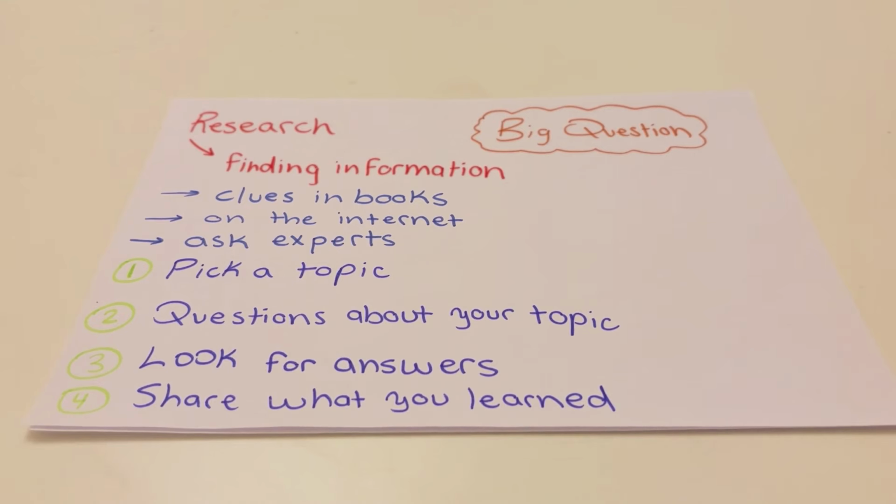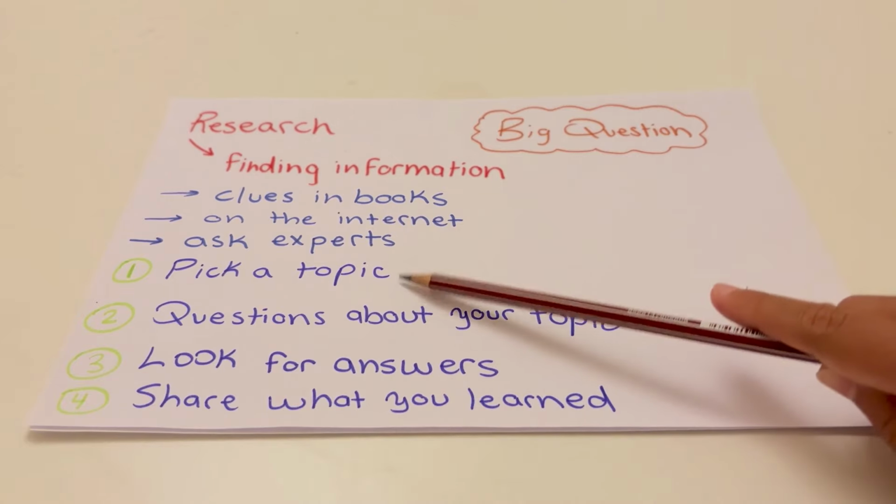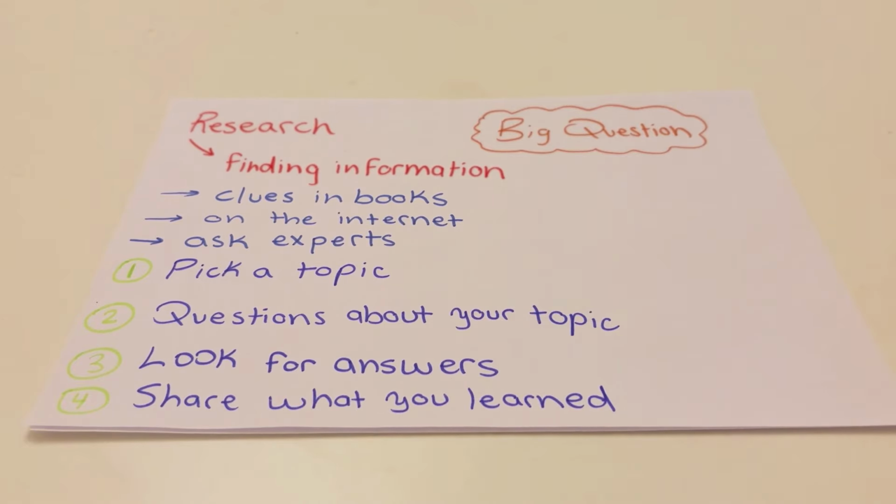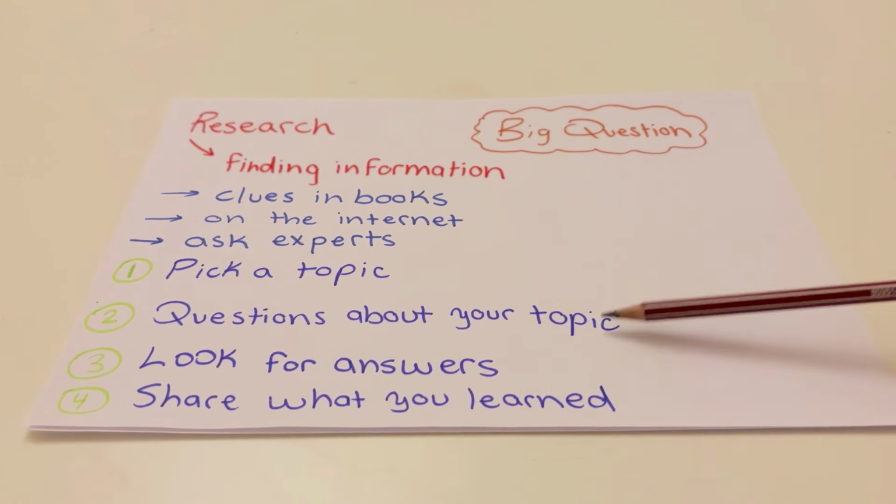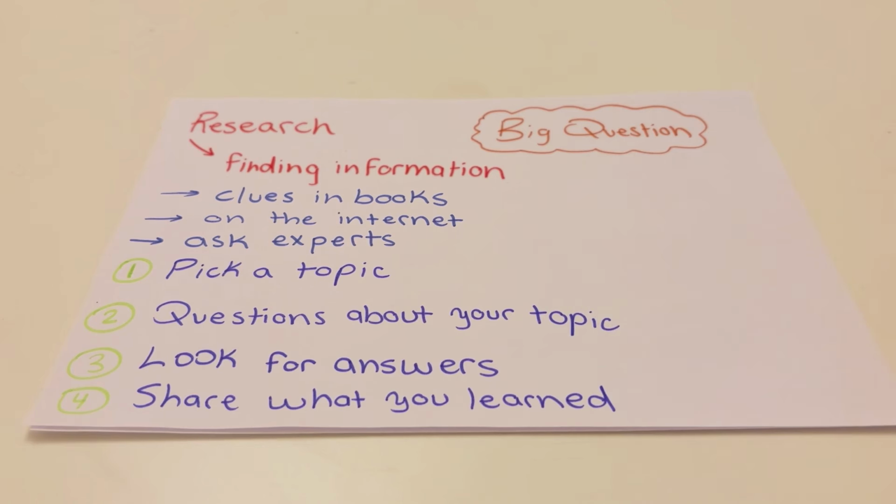To do research, the first thing you need to do is pick a topic that interests you. It could be anything from dinosaurs to how chocolate is made. Next, you need to ask questions about your topic. Think of questions you want to answer, like, what do dinosaurs eat? Or where does chocolate come from?